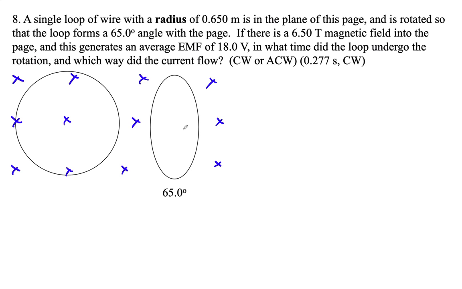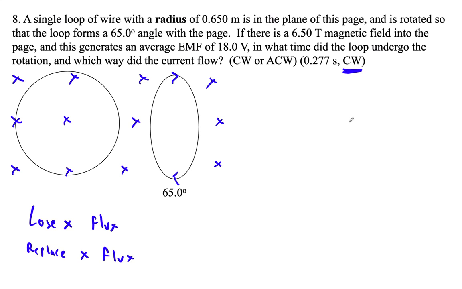So if we lose flux, we lose flux into the page, right? So we're going to replace whatever, right? Replace that flux. And to create flux into the page, you're going to go clockwise. Okay, the current's going to flow clockwise. Is that right? Yeah, that'll create flux into the page. So the answer is clockwise, right?